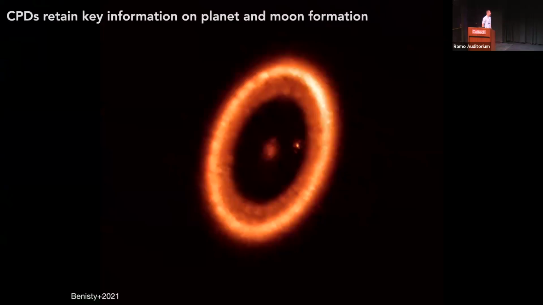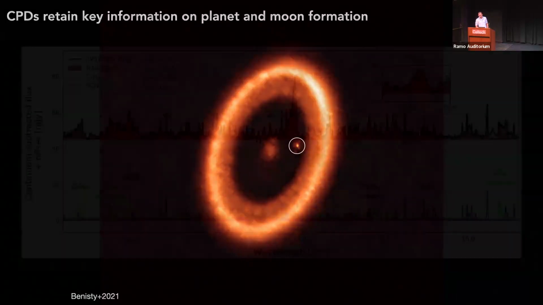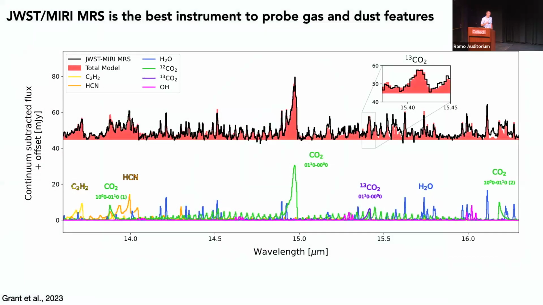So ideally, we want to study a CPD like this one. This is PDS 70 C. It's the only CPD that we have imaged in the millimeter, where we are really probing the pebbles, the dust from the CPD. Unfortunately, this is really difficult because in order to probe the main tracers for the gas and the dust of CPDs, we need to go in the mid-infrared. And ideally, of course, when we think about mid-infrared, we think about JWST.